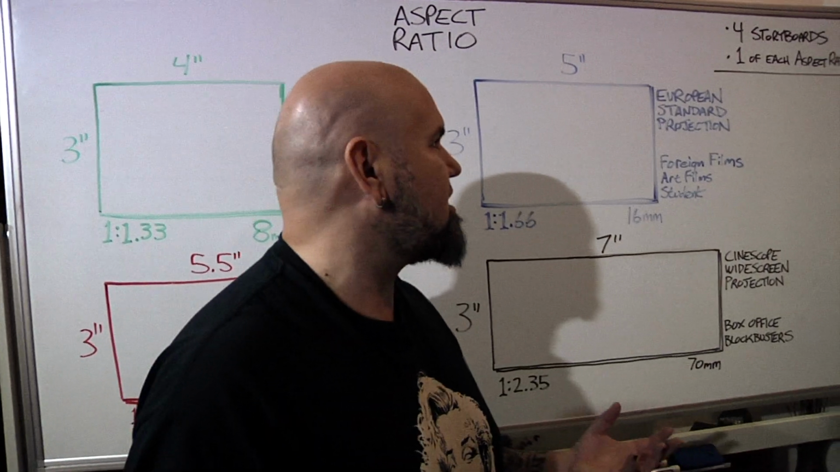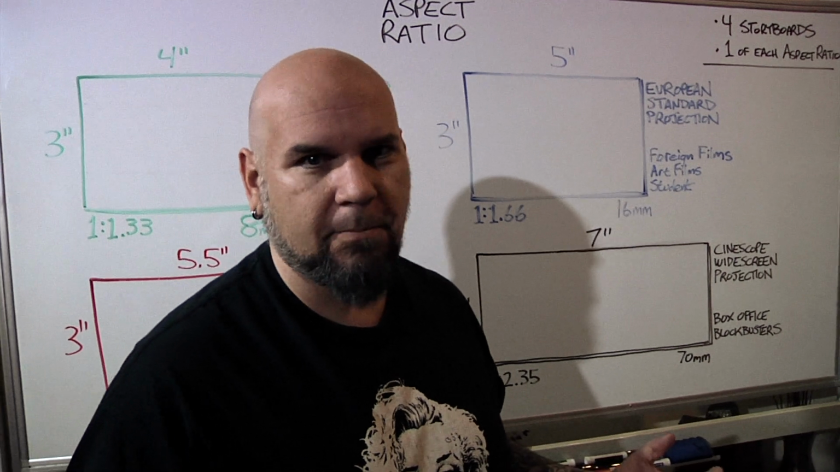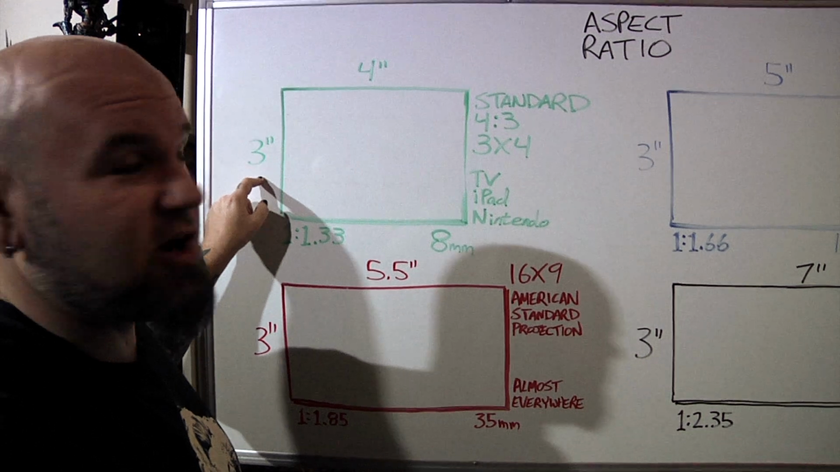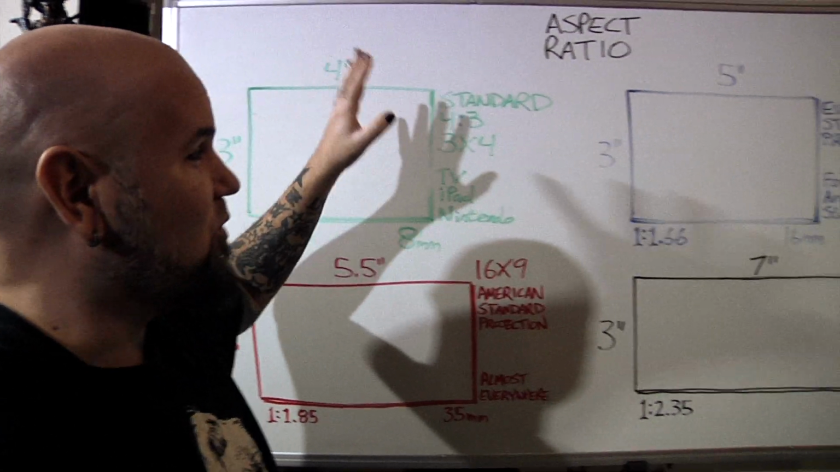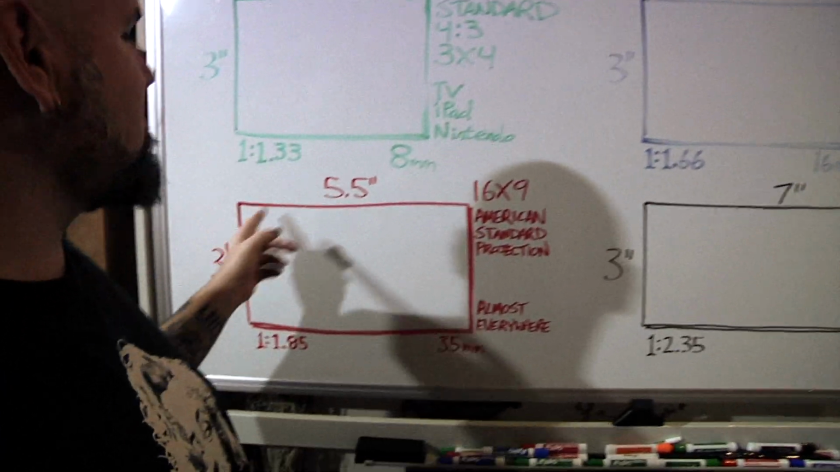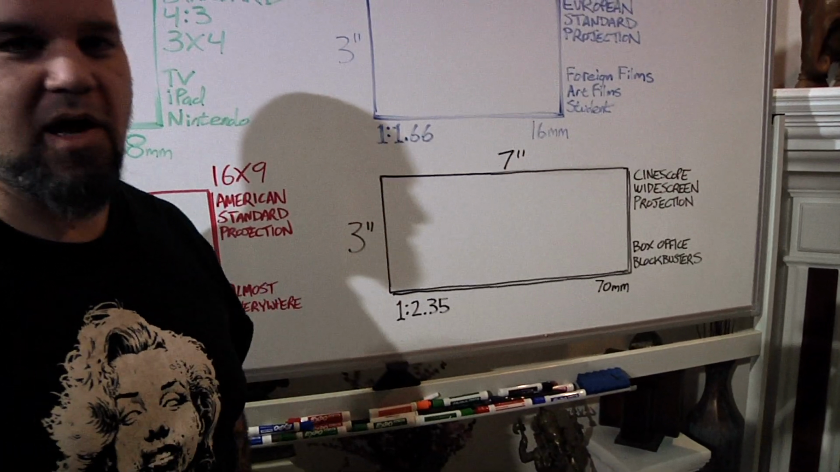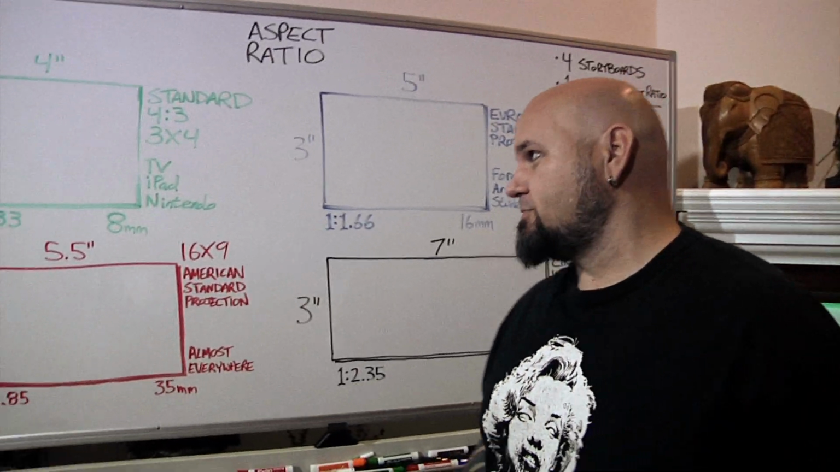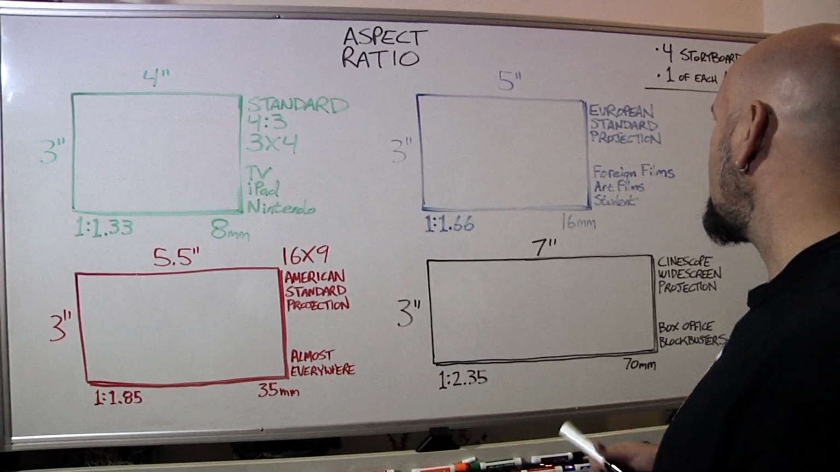Some of you might be asking, how do we know how big to draw them? One of them you're going to draw 3 inches tall by 4 inches wide. One of them 3 inches tall by 5 inches wide. One 3 by 5.5, and then one 3 by 7 inches wide. You're going to draw these in pencil first, and then if you choose to ink these, that's fine.